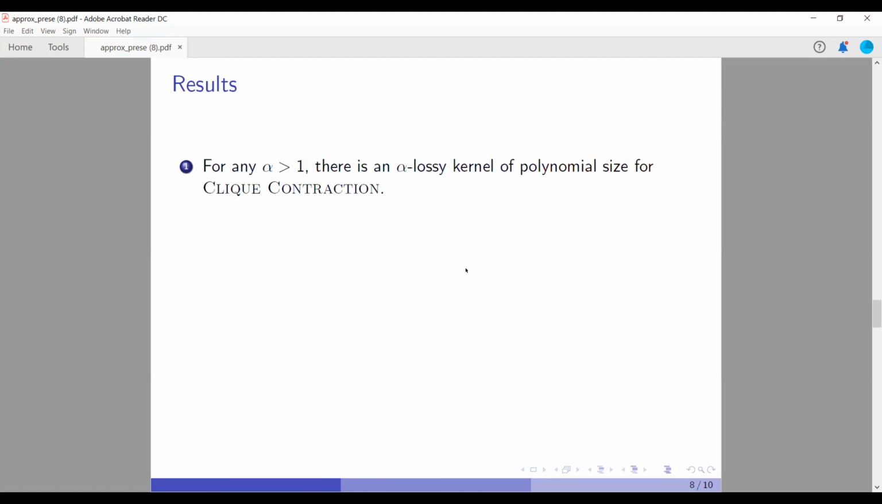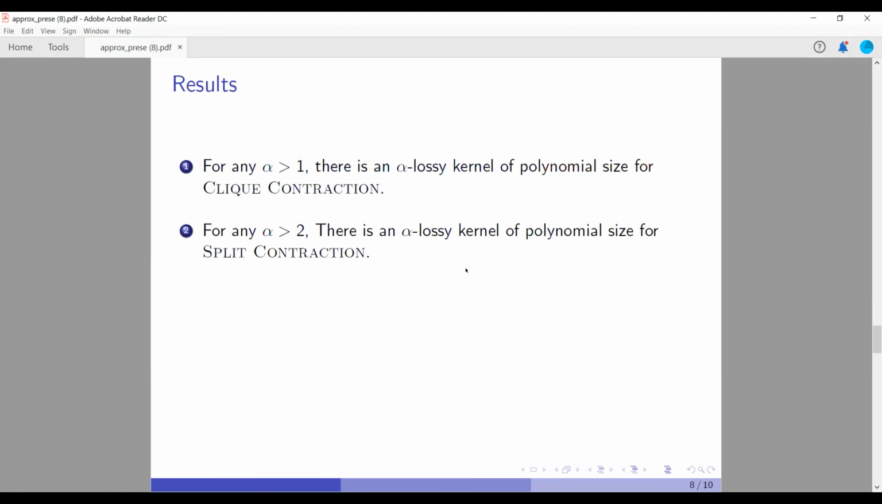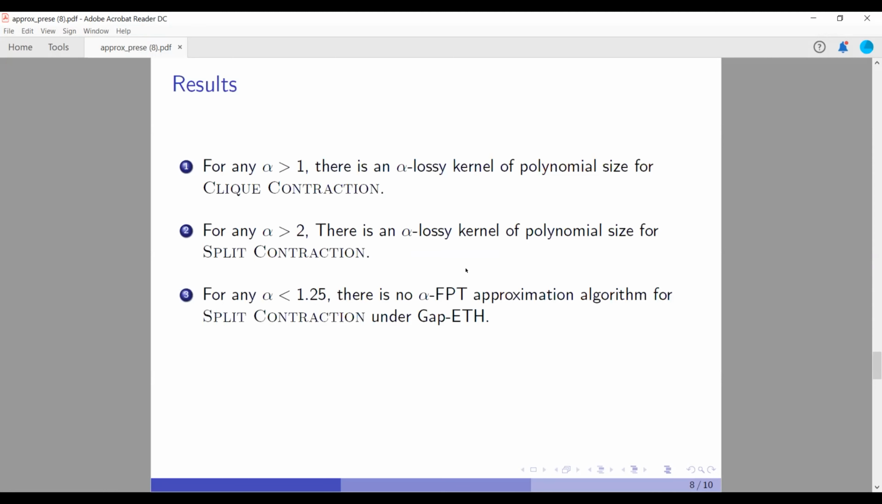So here the resultant graph is clique, that it has an alpha lossy kernel of polynomial size. And we proved a similar result for split contraction, but not for every alpha, only for every alpha greater than 2. And for alpha less than 1.25, we proved that it does not have an FPT approximation algorithm.